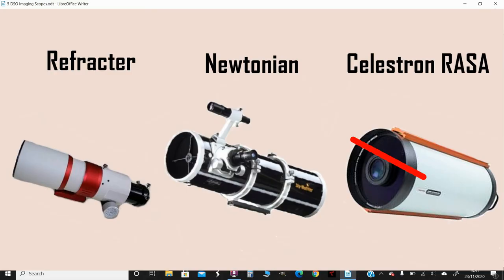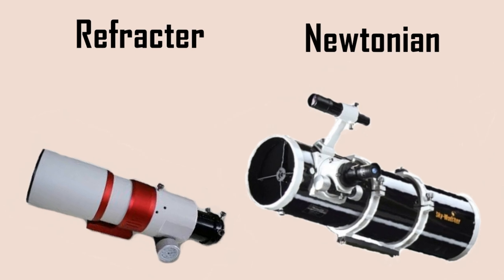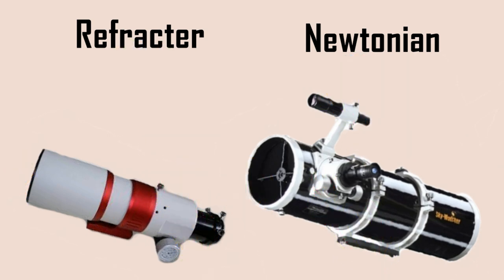So far, this leaves us with ED doublet refractors and F5 Newtonians. If we go back to our list of considerations, we've touched on weight already, but you can get both refractors and Newtonians which are light enough for deep sky imaging. But this is highly dependent on what mount you plan to use with it.